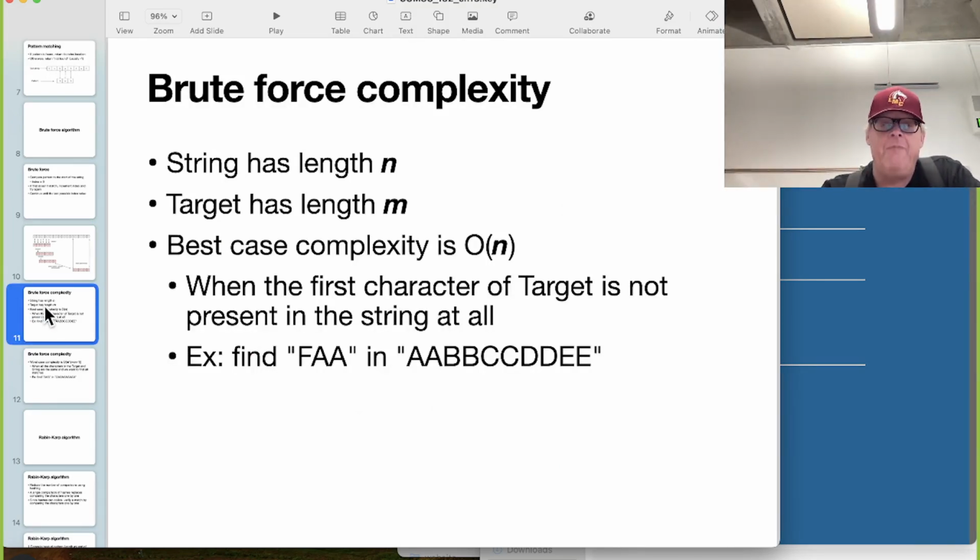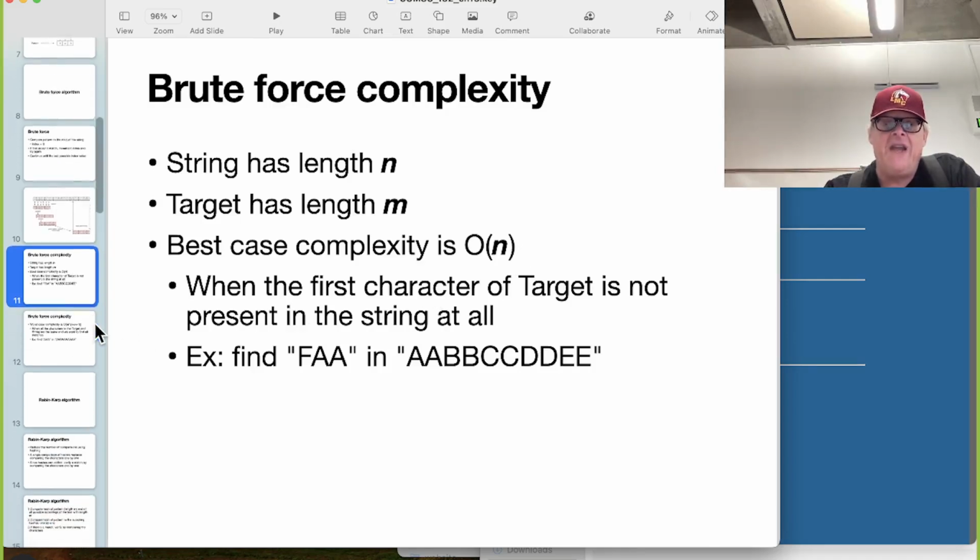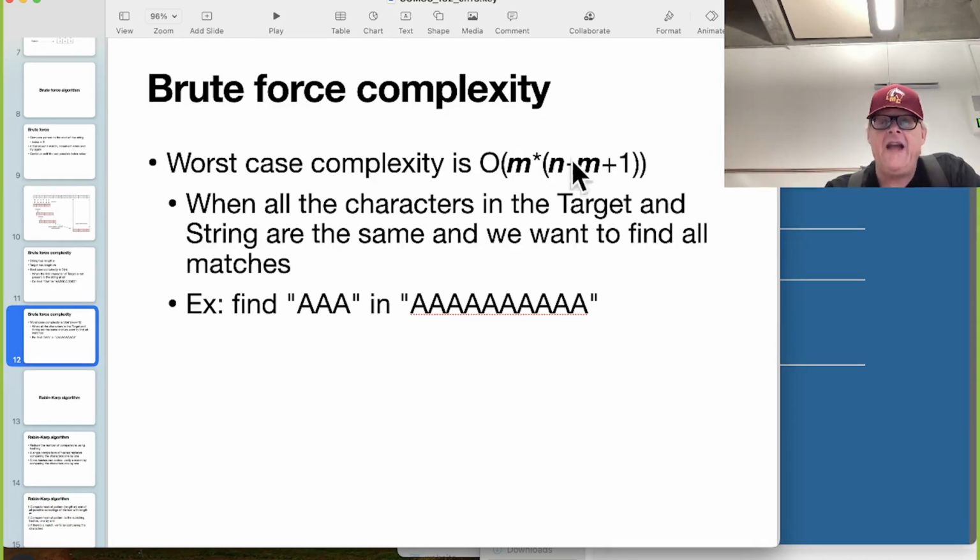So like I say, the best case is order of n, and the worst case is order of m times n. Like that. All right.